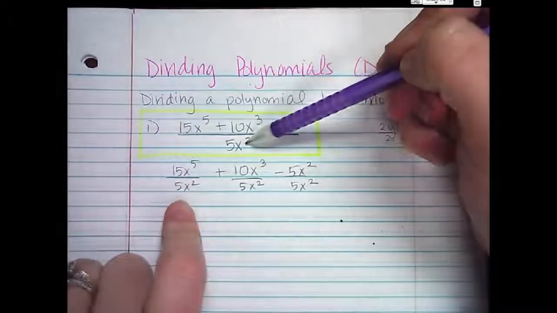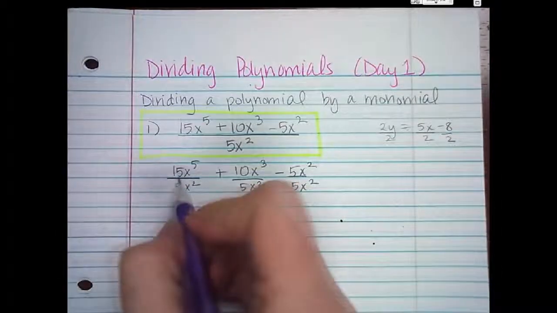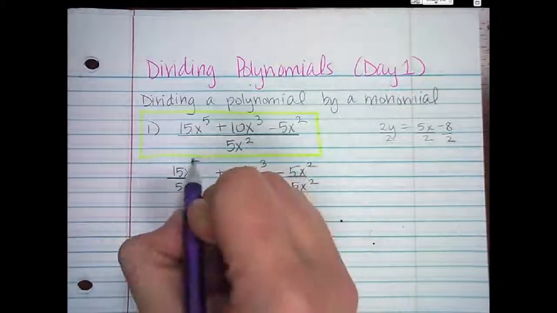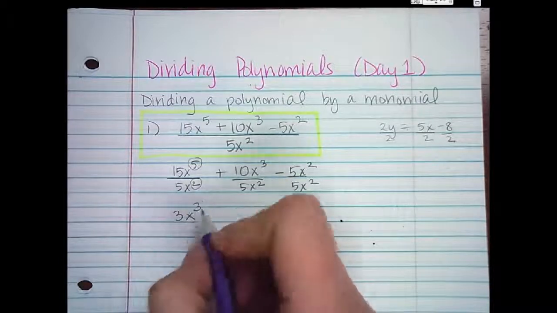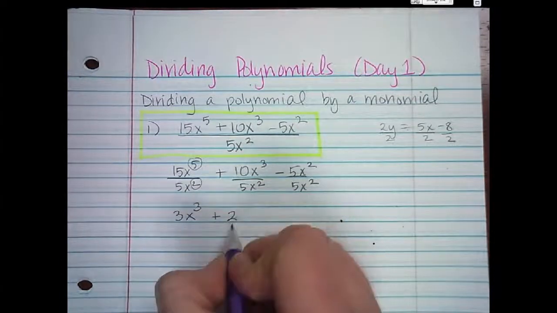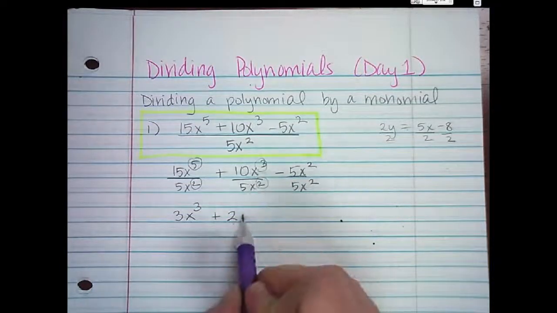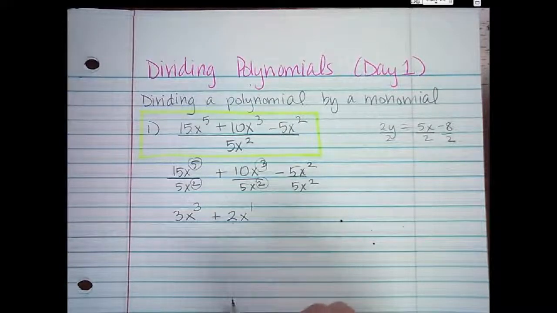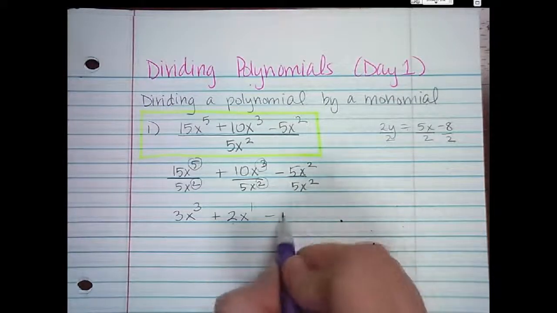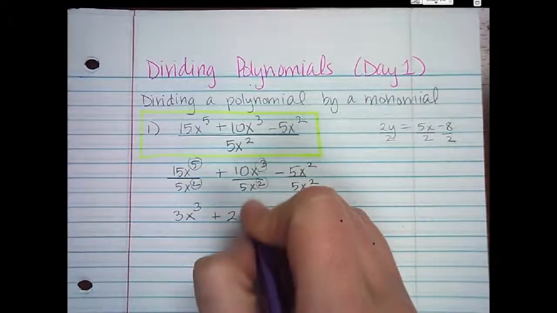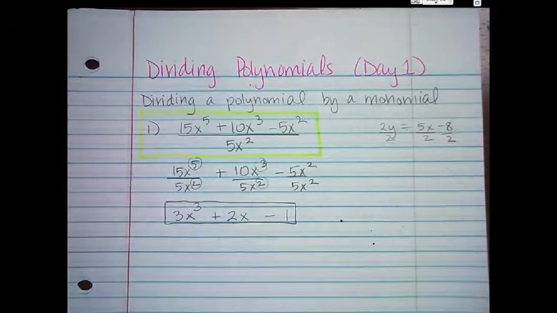Okay, so what I did is I took that 5x squared, I put it under each term of the numerator, and then I'm just going to simplify. So this becomes 3x to the, think about what I do with these exponents. I'm dividing, so I subtract. So 3x to the third plus 10 divided by 5 is 2. X cubed over x squared, think about those exponents, becomes x to the first minus 5 divided by 5 is 1. X squared over x squared is also 1, so I'm just going to leave it as 1. And you don't have to write this power right here. And that's it. Dividing by a monomial, that easy.